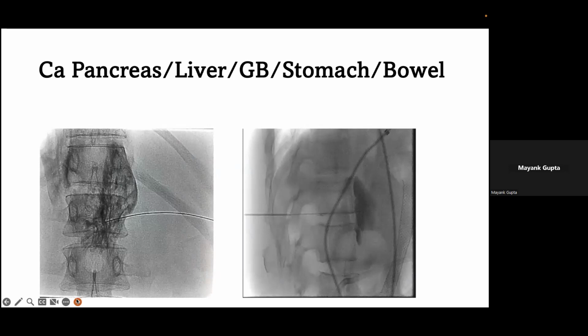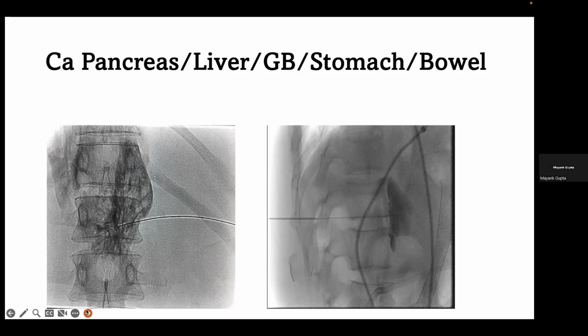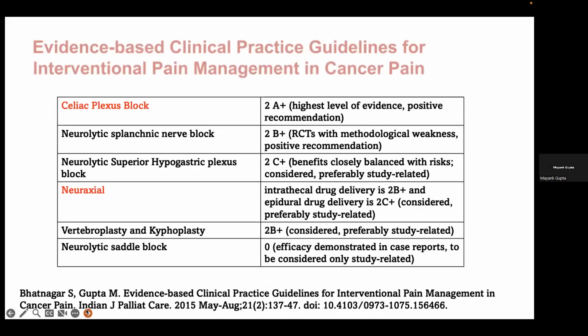We all know we can approach the celiac plexus block. There are a number of approaches available, and I don't think the technique of celiac plexus block comes under the purview of this half an hour or 20 minute lecture. But as I told you, we have published our Indian guidelines on the evidence for interventional pain management in cancer pain, and the highest level of evidence is for celiac plexus block.